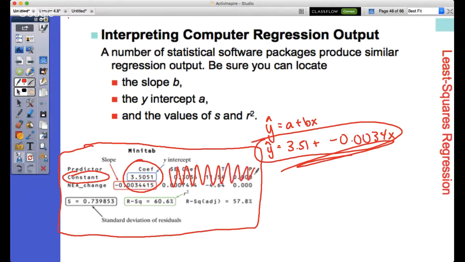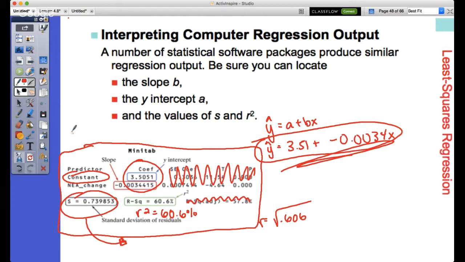Again, you're not old enough to use those yet, or r squared, the ADJ, so don't worry about that. This is r squared, 60.6%, and we could get r by taking the square root of 0.606. That's how we find r. And then our s would be our standard deviation. We'll come back to all of those interpretations towards the end, okay?